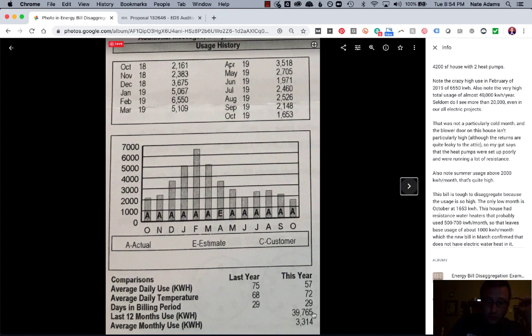But look at the total usage down here too. 40,000 kilowatt hours per month. That's a ton. Very seldom do I see a bill that breaks 20,000 per month. And at 13 cents a kilowatt hour, that's pushing $5,000 a year. That's a really expensive house to run.